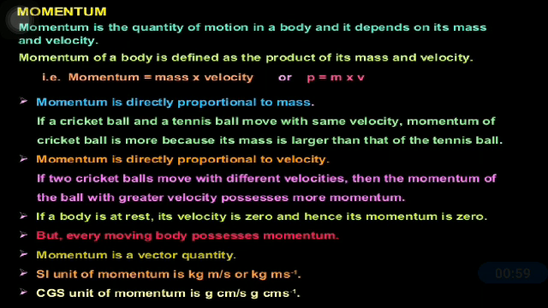If a body is at rest, its velocity is zero and hence its momentum is also zero. But every moving body possesses momentum because every moving body has velocity and mass. Momentum is a vector quantity. Its SI unit is kg meter per second and its CGS unit is gram centimeter per second.